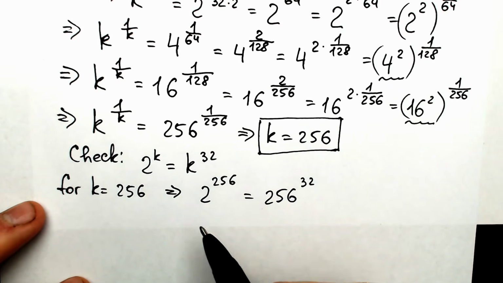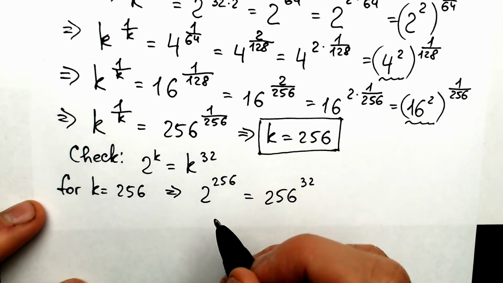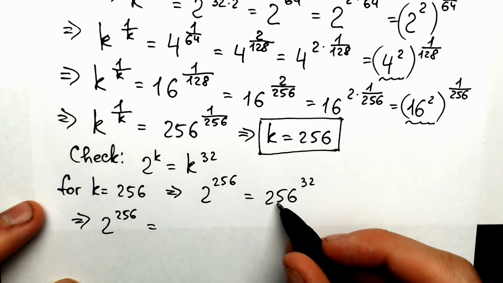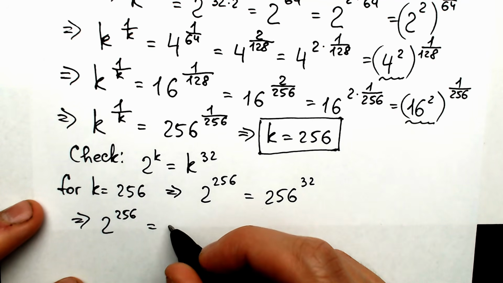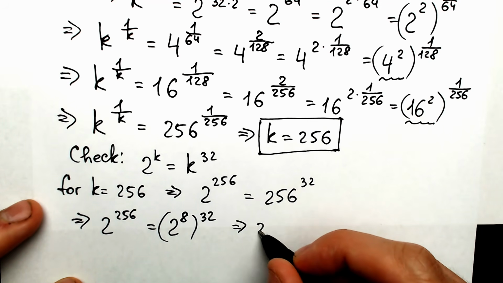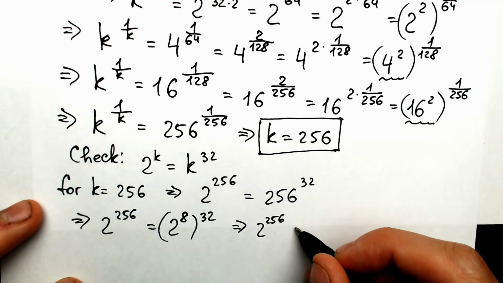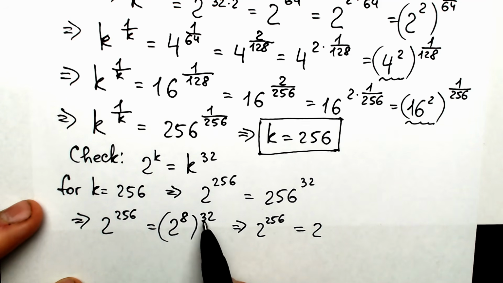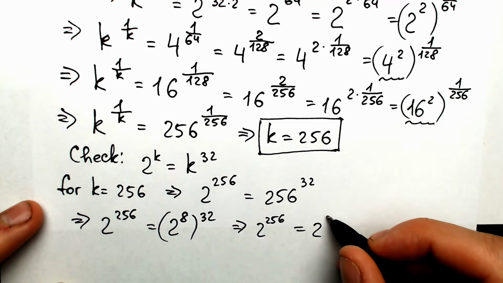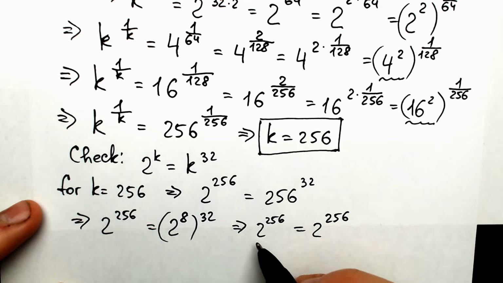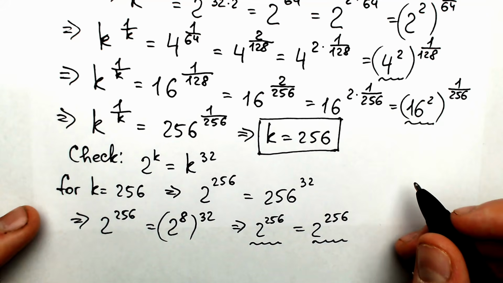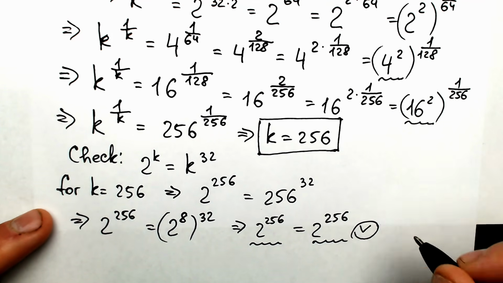Okay, so how can we simplify it? Let's leave our left side as it is. So we have 2 to the power 256 equals, 256 can be written as 2 to the power 8. So we have 2 to the power 8 raised to the power 32. So that's why we have 2 to the power 256 equals 2 to the power 8 times 32. So 8 times 32 equals 256. So absolutely the same expression, so we don't need to calculate this 2 to the power 256. We have absolutely the same expression on both sides. So this is our answer.